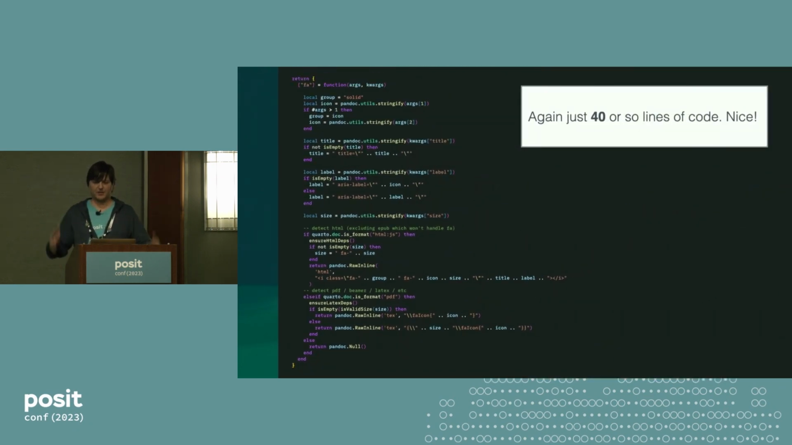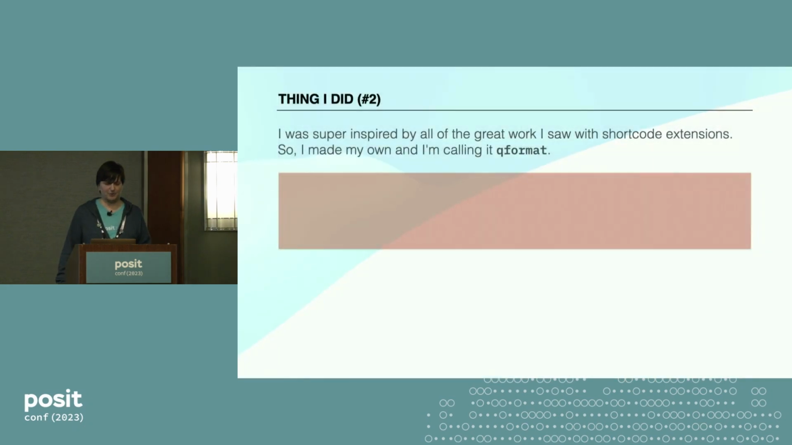OK, again, 40 lines of code. Nice. I mean, not that much. We get a lot out of it. I mean, now we have fontawesome icons in Quarto.